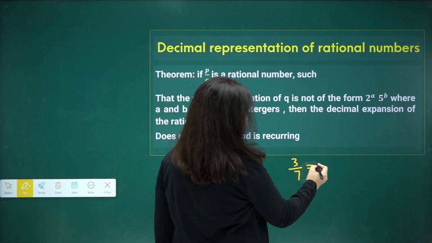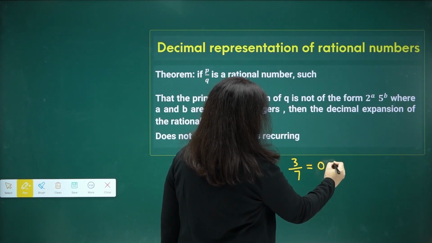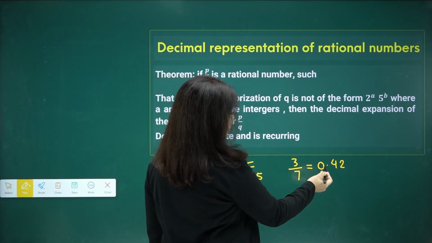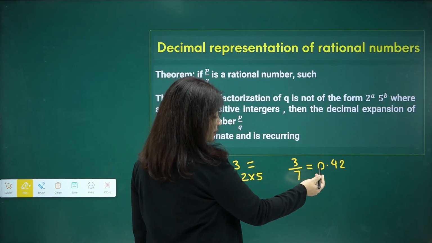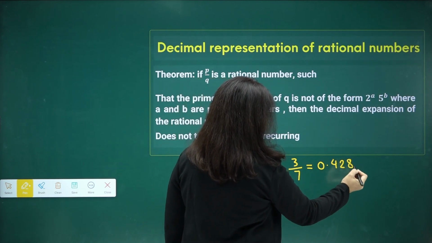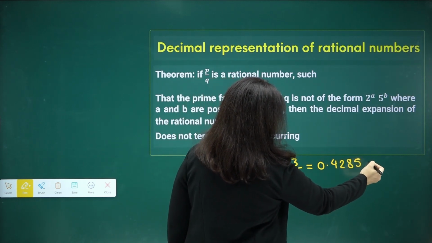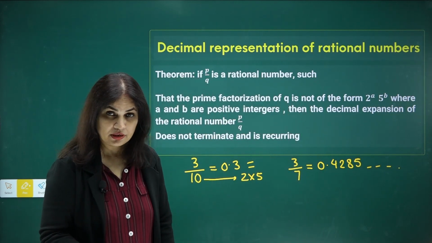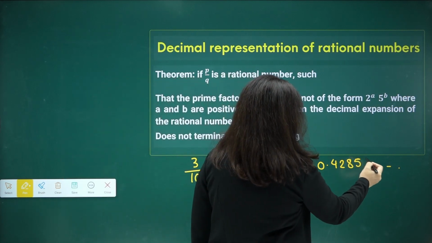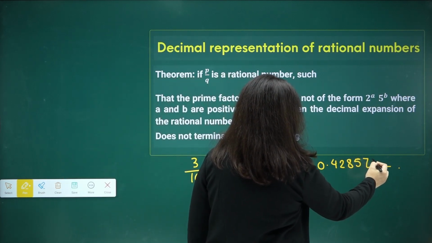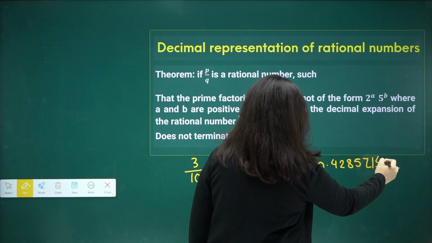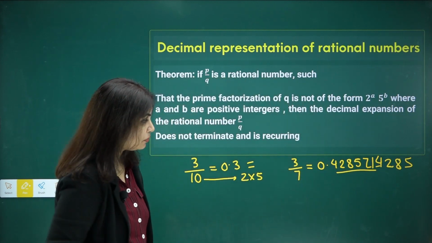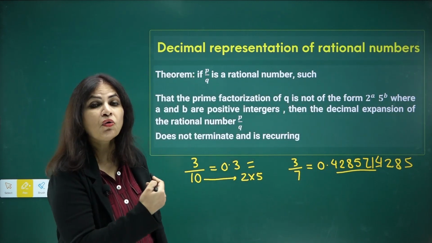If I divide 3 by 7, it will be 0.428571 and so on, and the repetition will take place after some time. Let us take it further: 4, 2, 8, 5, 7, 1. So we see that the repetition comes after 6 digits, and it will go on.